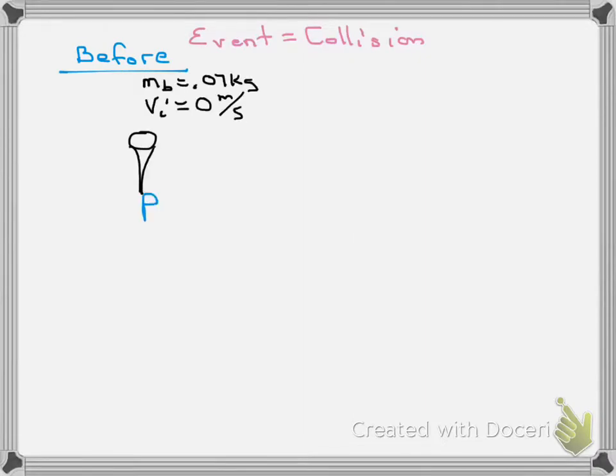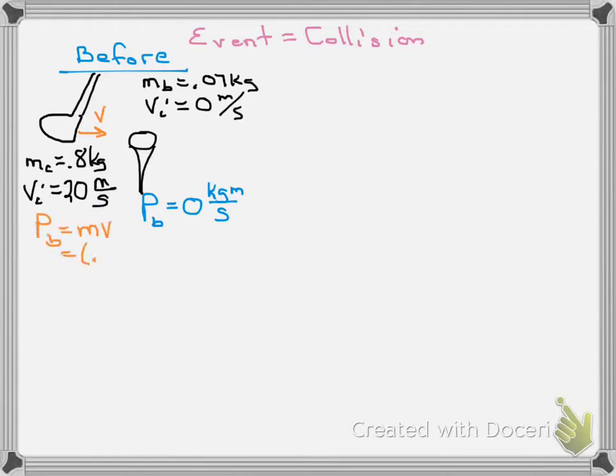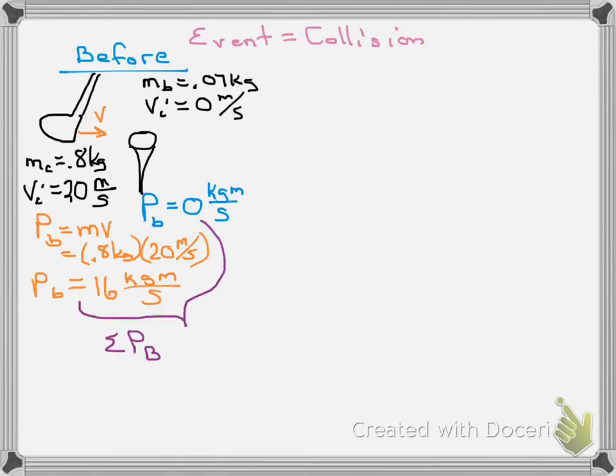So let's look at this golf club example. Let's say that before the hit, the collision, we have a 0.07 kilogram ball with an initial velocity of 0, so it has no momentum. And we have a club of 0.8 kilograms moving at 20 meters per second as it comes in horizontally to hit that golf ball. So the total momentum before the collision has to equal the total momentum after the collision. And the total momentum before is 16 kilogram meters per second. So that's got to be the total afterwards.